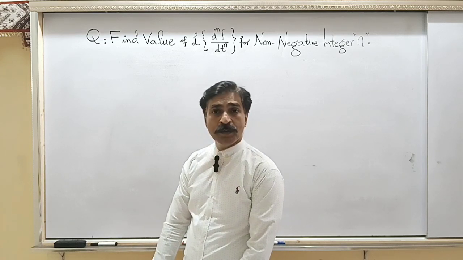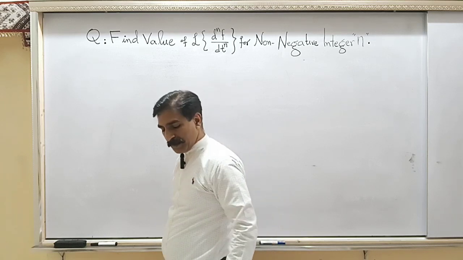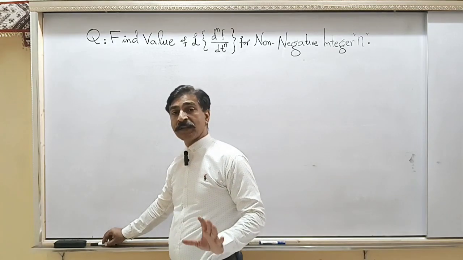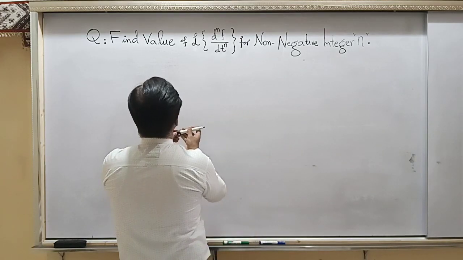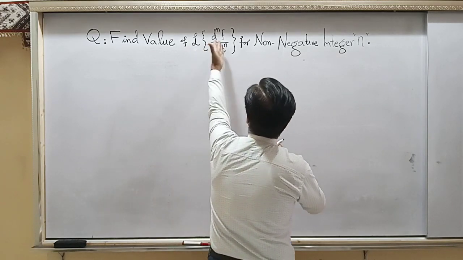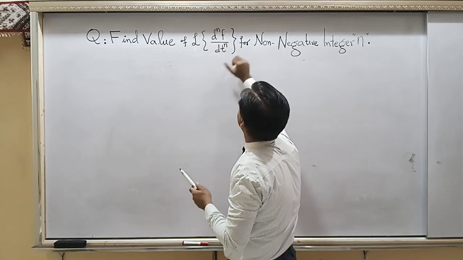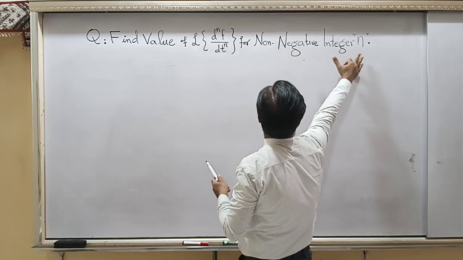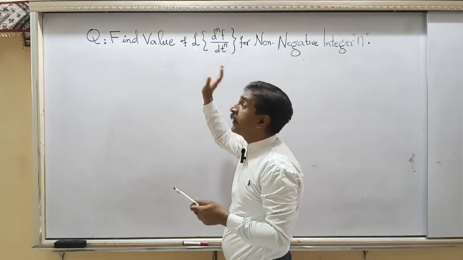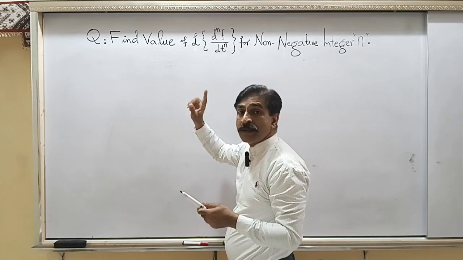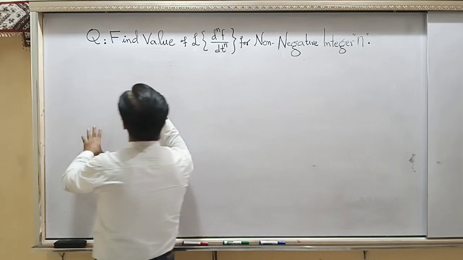Today we are going to solve a question on Laplace transform of the nth derivative of some function. And here is your question. Find the value of the Laplace transform of the nth derivative of the function f for non-negative integer n. The order of the derivative is a non-negative integer, meaning n could be 0, 1, 2, 3 and so on. Let's do this for these values of n.